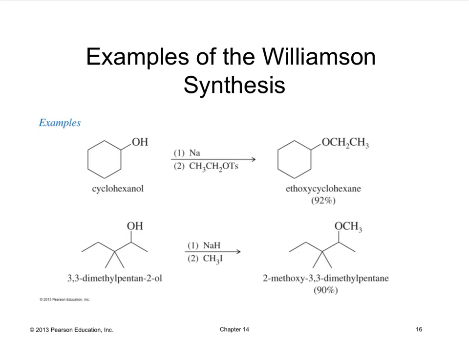Some examples of Williamson synthesis. So you're taking the alcohol, you can use sodium or sodium hydride in this case. That'll generate, in step 1, the alkoxide. Then you're adding the alkyl halide or alkyl tosylate, shown here, to generate ethylcyclohexane here, or here the 2-methoxy-3,3-dimethylpentane.